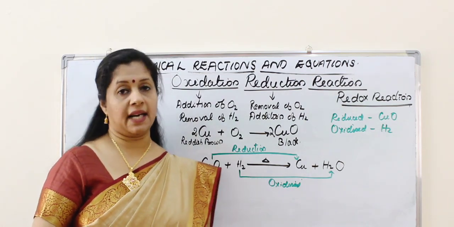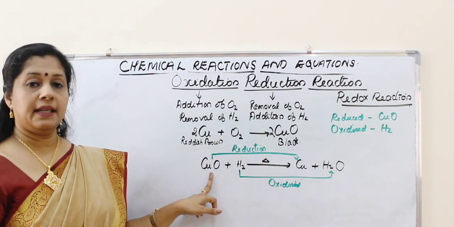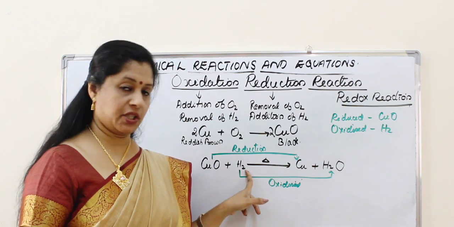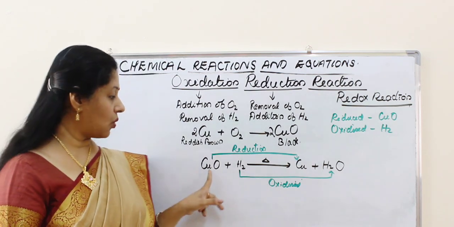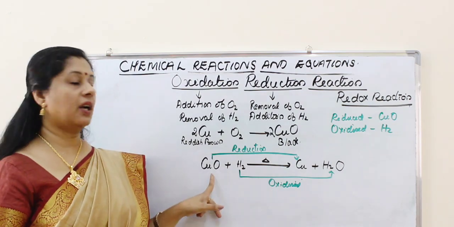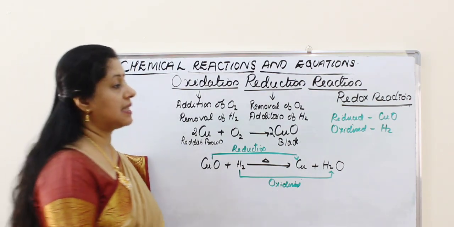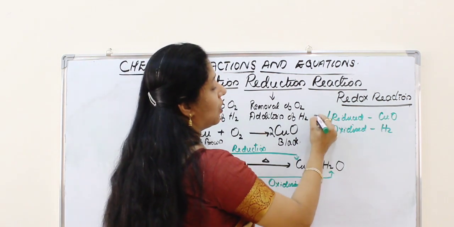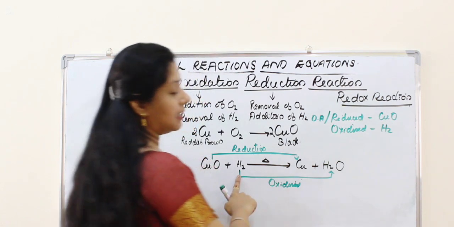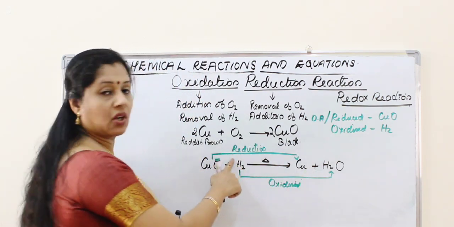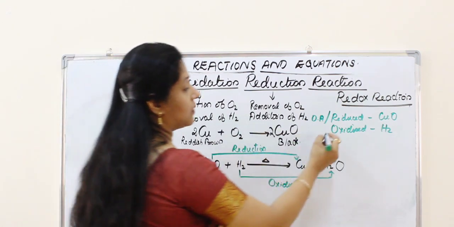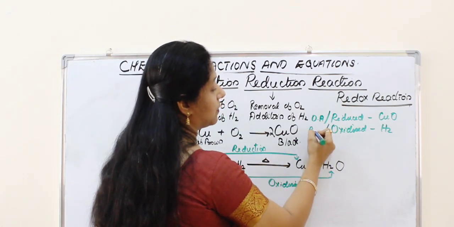Now one more thing we have to tell. Here copper oxide is getting reduced. As a result, that oxygen could be given to the hydrogen for it to oxidize. So copper oxide is acting as an agent for oxidizing it. So it is called the oxidizing agent. So the substance which is reduced is the oxidizing agent. The same way, hydrogen is oxidized, but because of that, who had to get reduced? Copper oxide had to get reduced. The substance oxidized will become the reducing agent.